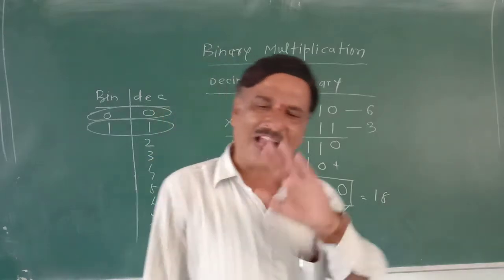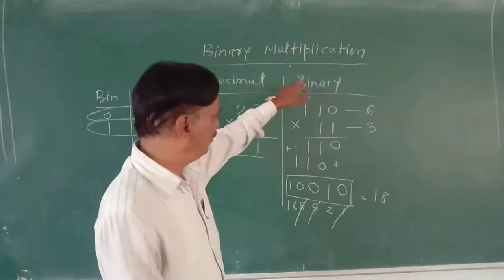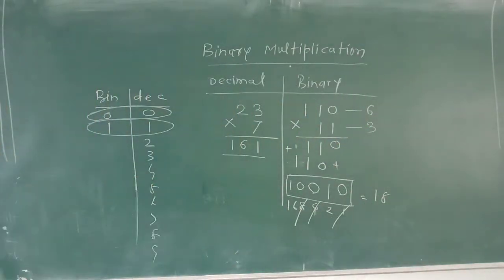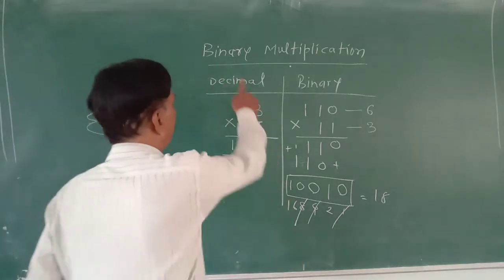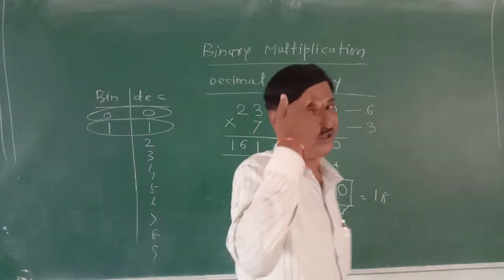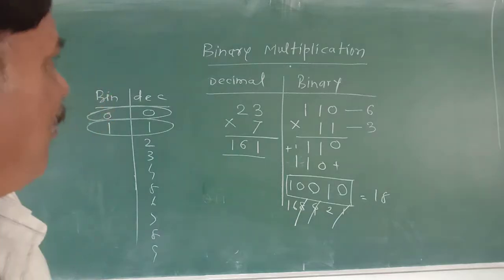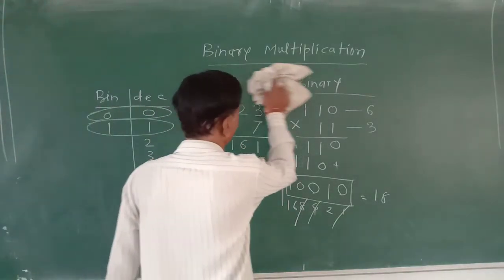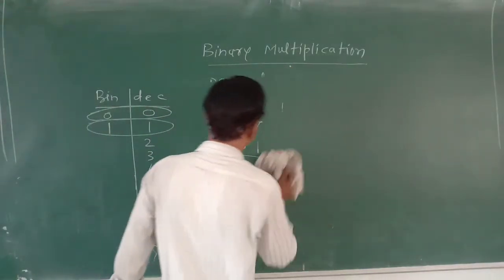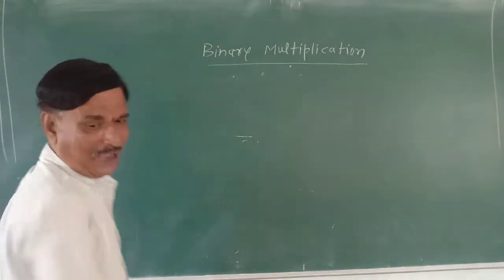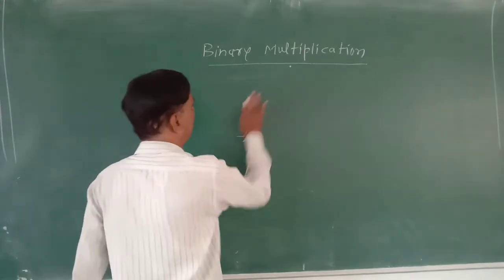But actually a computer does not perform it by this method. Then how does a computer perform binary multiplication? This is an example showing that we can do binary multiplication this way, but how does the computer perform it? Binary multiplication is performed by the successive addition method.